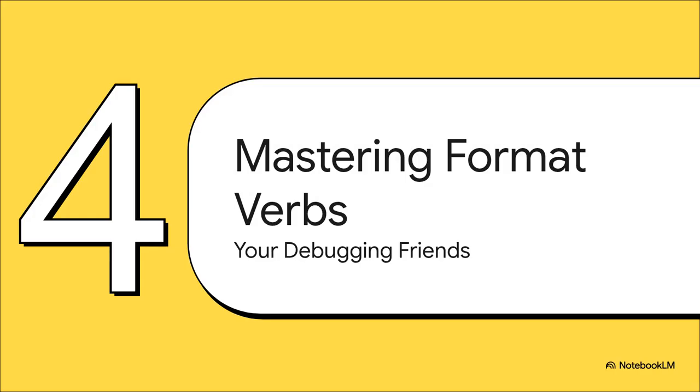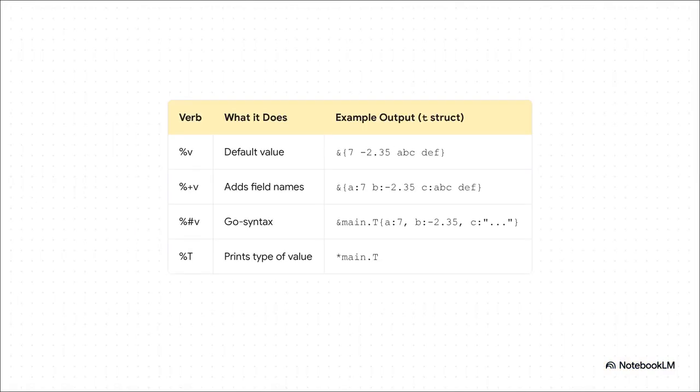And the real magic of the fmt package comes down to understanding what are called format verbs. These are those little commands that start with a percent sign, and they tell the print function exactly how you want your data to look. So let's run through these real quick. %v just gives you a good default value. %+v is awesome for structs because it adds the field names.